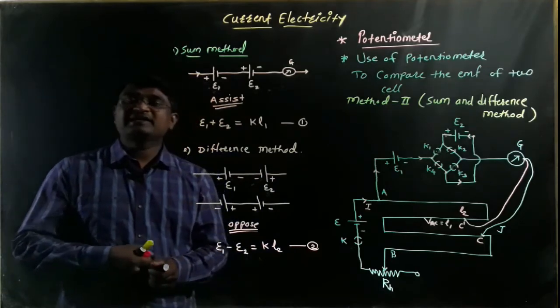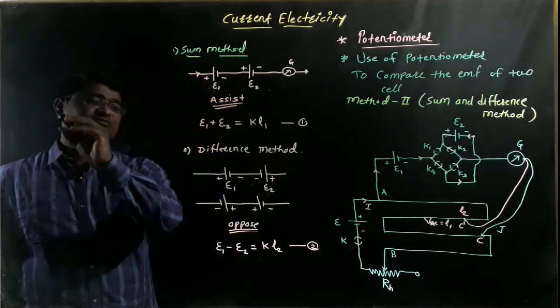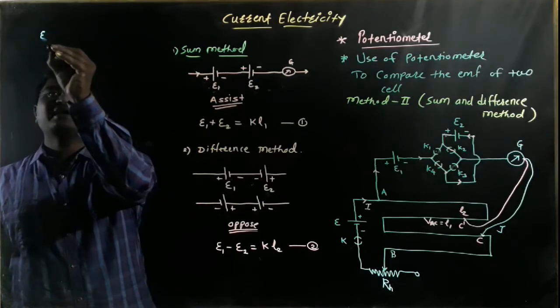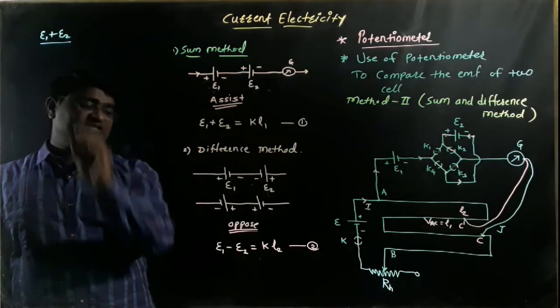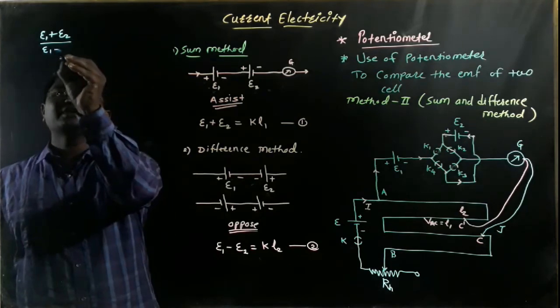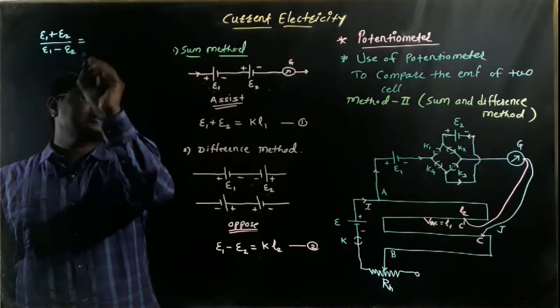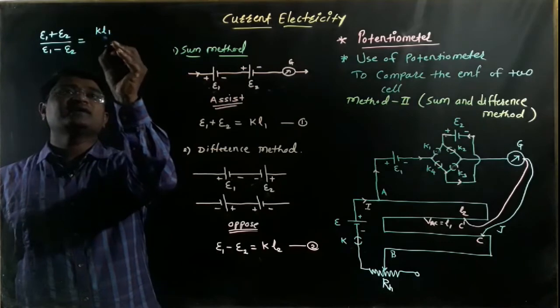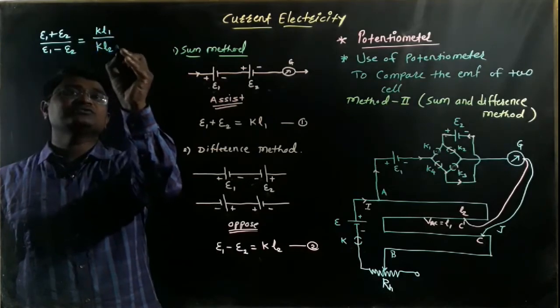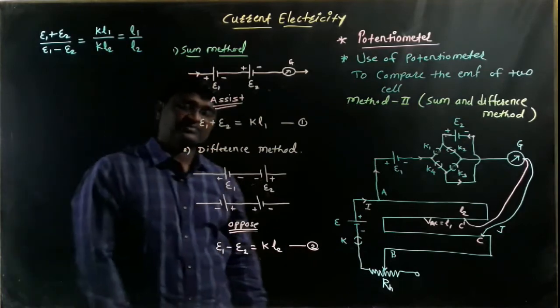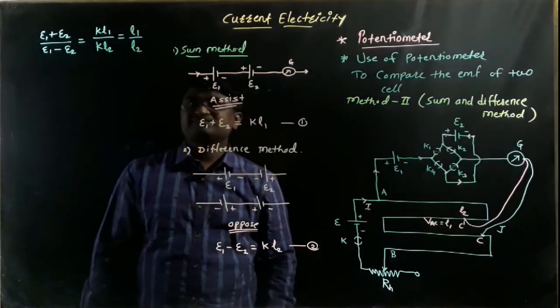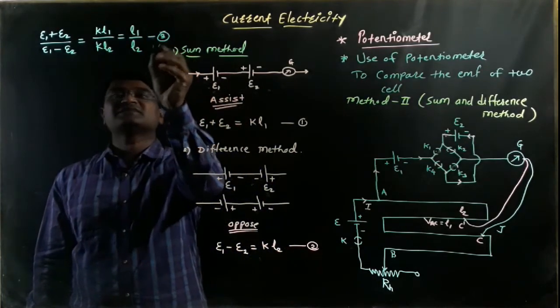So what do we get? Let's see here. Equation number 1 is epsilon 1 plus epsilon 2, and equation number 2 is epsilon 1 minus epsilon 2. So this is equal to KL1 divided by KL2. K and K will cancel. It means L1 divided by L2. So it is very important. Call it equation number 3.